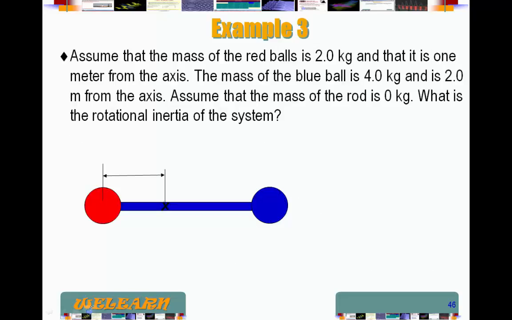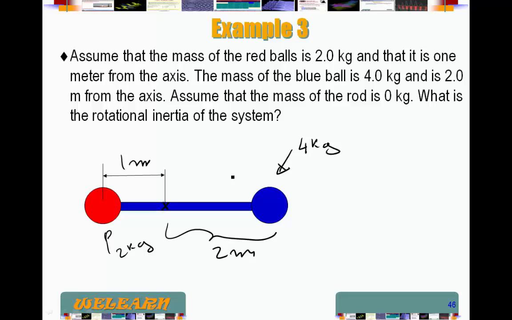The third example, we have two different masses. This one here is 2 kilograms. This distance here is 1 meter. This distance here is 2 meters. And this mass is 4 kilograms. And we are still ignoring the mass of the rod connecting them.